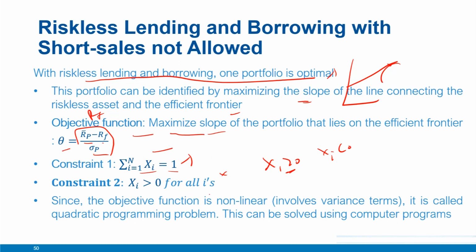So now this objective function is non-linear because it involves variance terms. This becomes a quadratic programming problem, and now this can be solved using computer programs. To summarize, we saw how to formulate equations for the riskless lending and borrowing with short sales not allowed problem. We saw that essentially it's a quadratic programming problem with one additional constraint, that is the weights being greater than or equal to 0, and therefore we would require computer programs to solve this.